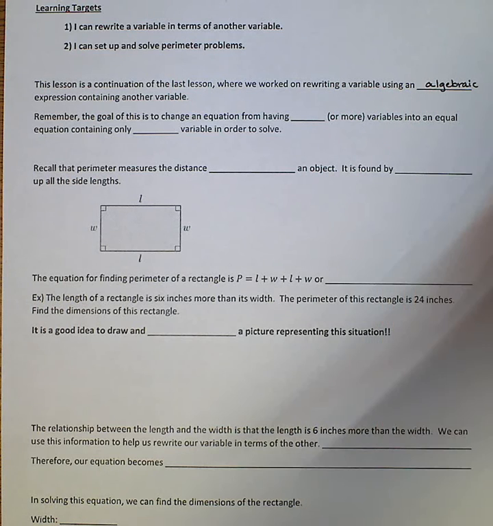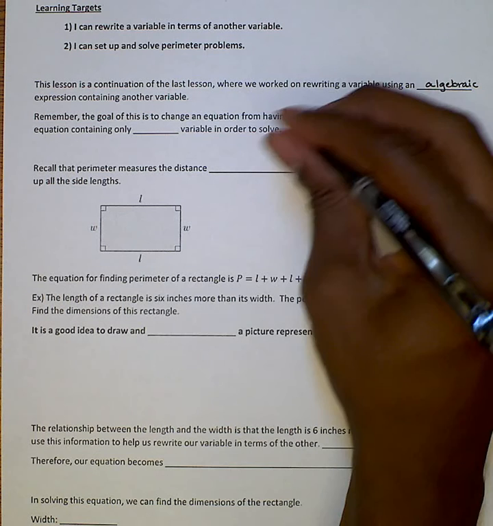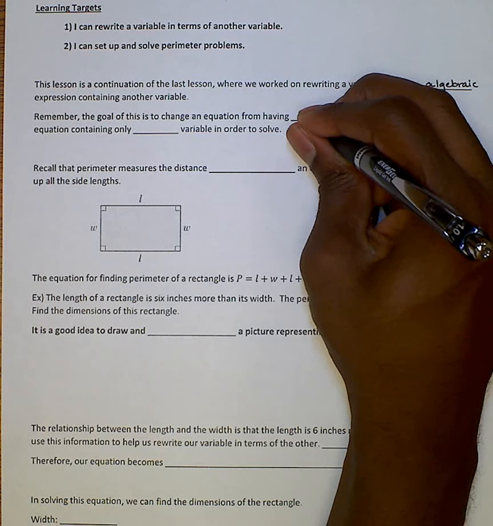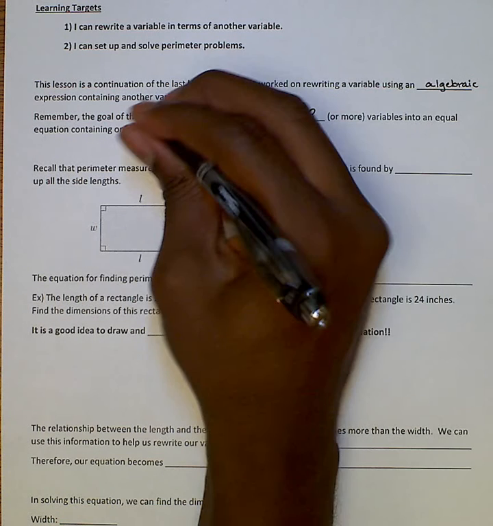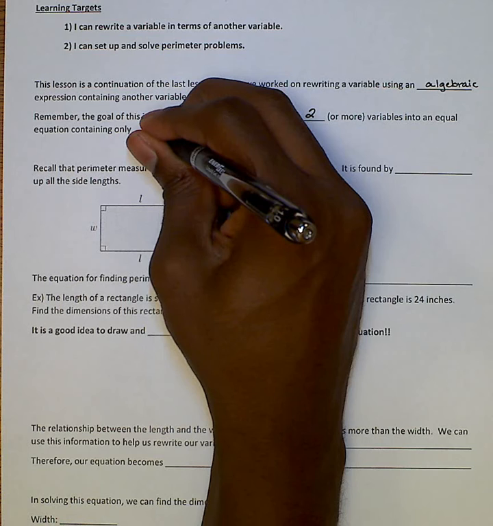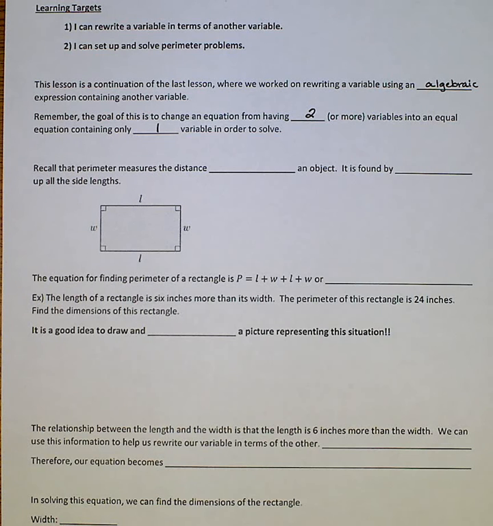Remember, the goal of this is to change an equation from having two or more variables into an equation containing only one variable in order to solve. Remember, at this point, we can't solve equations, and we really will never be able to solve one equation if it has two variables in it. So instead of saying, oh, we have two variables, can't solve it, we're going to try to see how these two variables relate to each other so that we can solve this problem.